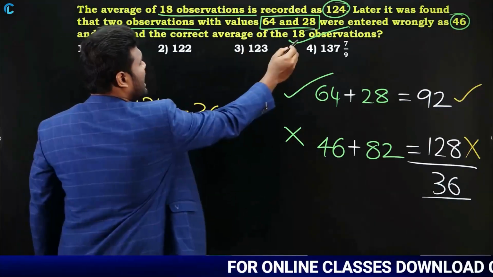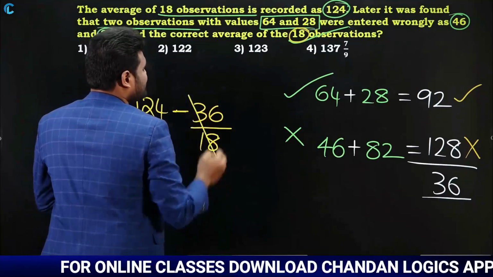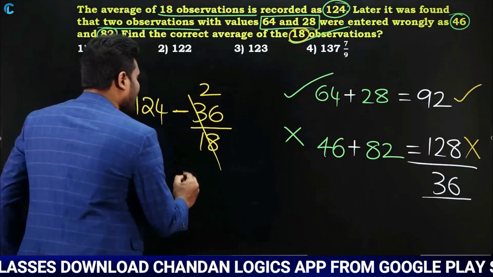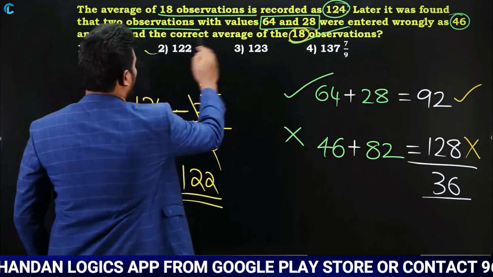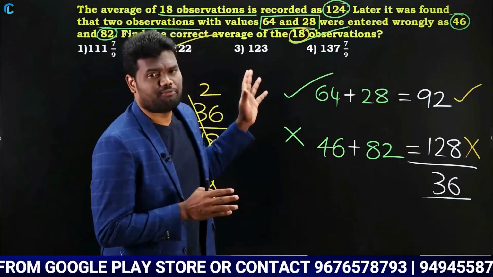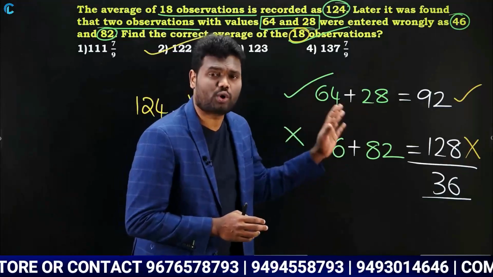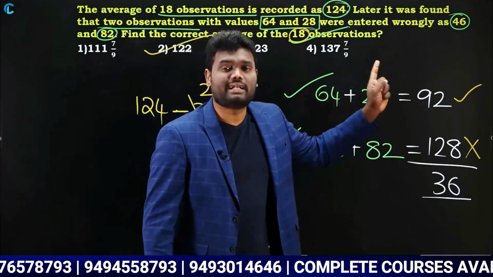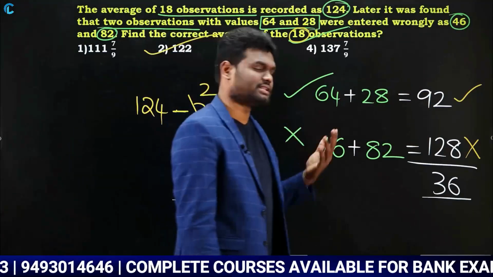When you are distributing, total how many observations? Total 18 observations. So divide by 18. So 36 divided by 18 is going to be 2. So 124 minus 2, the correct average. What is your correct average? The correct average is nothing but 122. Very, very simple. And look here, don't get confused. Even if it is 2 values or 3 values or 4 values, the concept is going to be the same. Just add them and make it one single value. Then it is going to be similar to whatever questions we have discussed earlier.